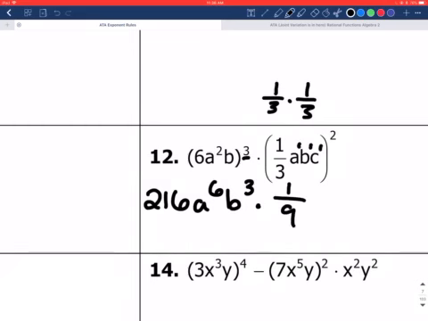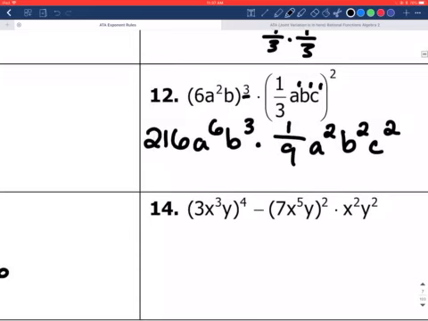And then every single one of these exponents is a 1. So when you multiply that by 2, we'll have a squared, b squared, and c squared. Now we're multiplying, right? So when we multiply the coefficients, and then we add the exponents. So 216 times 1/9 is the same as just dividing by 9. That will be 24. A to the 8th power, b to the 5th power, and c to the 2nd power.